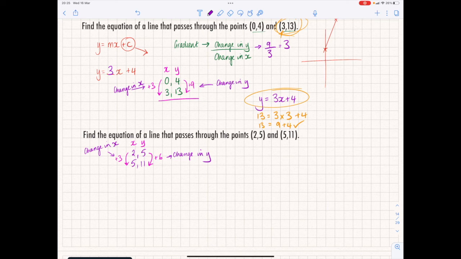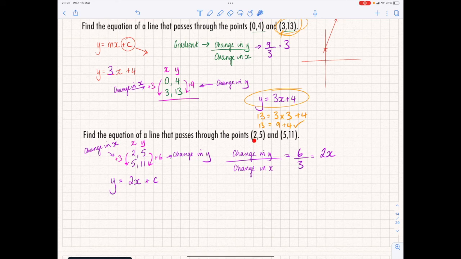So therefore, substitute that into the formula that we've got at the top. So change in y divided by change in x: my change in y is 6, my change in x is 3. So therefore, the gradient of this line would be 2. So what I can say is y is equal to 2x. That's my gradient. But I don't know this bit yet. So I need to find this part.